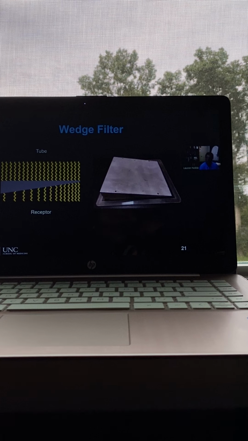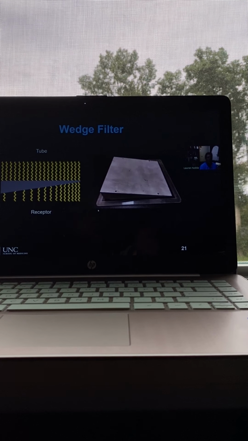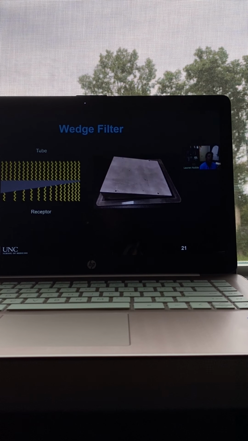So this is what a wedge filter looks like. And this is one from our lab. It looks like a wedge. That's why it's called a wedge filter. So this is the tube side, and then our image receptor would be down here. Of course, our patient would be here. And that wedge filter slides into the collimator. That's why this wedge is mounted to this device that will fit into the collimator. And we'll use it tomorrow so you can see how it works.